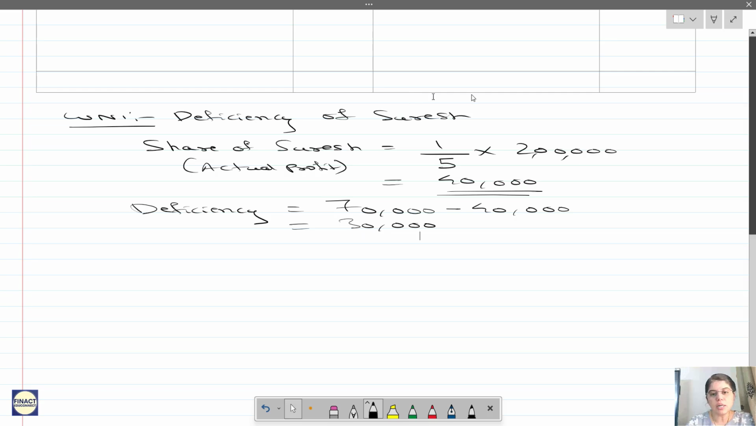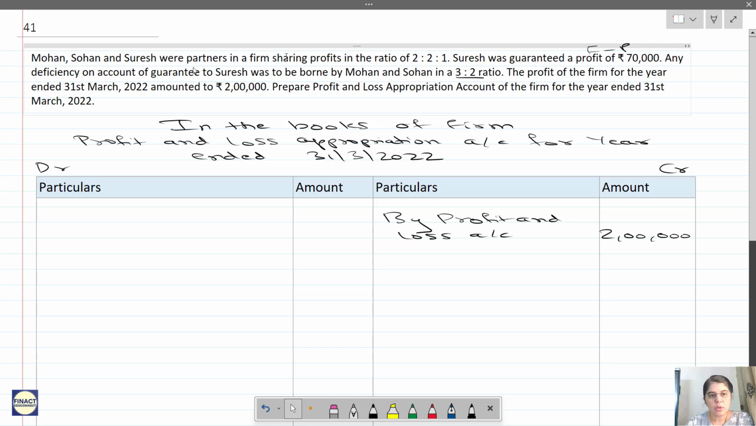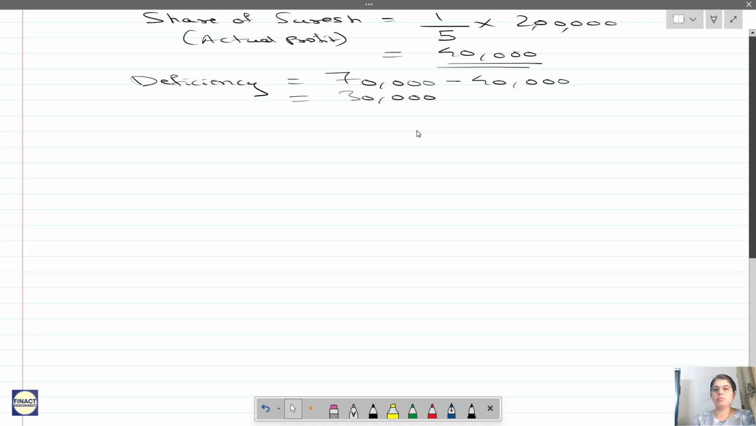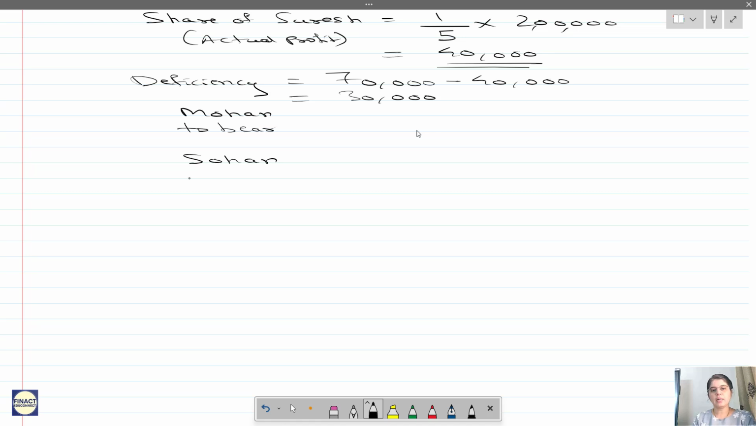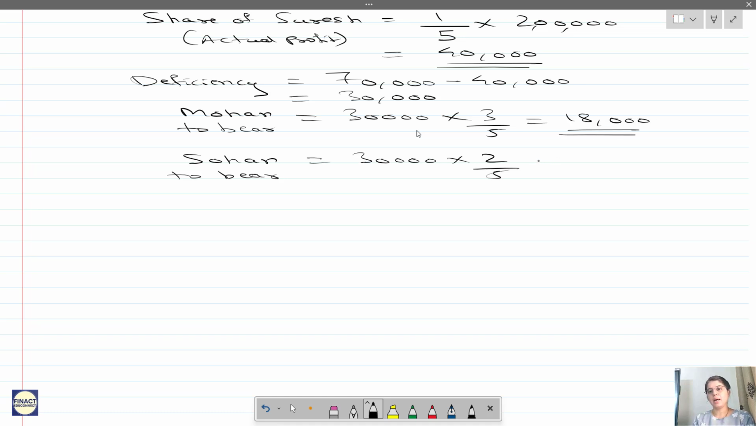Now this 30,000, it will be borne by whom? Mohan and Sohan in the ratio of 3:2. So this 30,000 will be borne by Mohan and Sohan in the ratio of 3:2. Mohan to bear, Sohan to bear: 30,000 into 3/5 and 30,000 into 2/5. So this comes to 18,000 and this comes to 12,000.